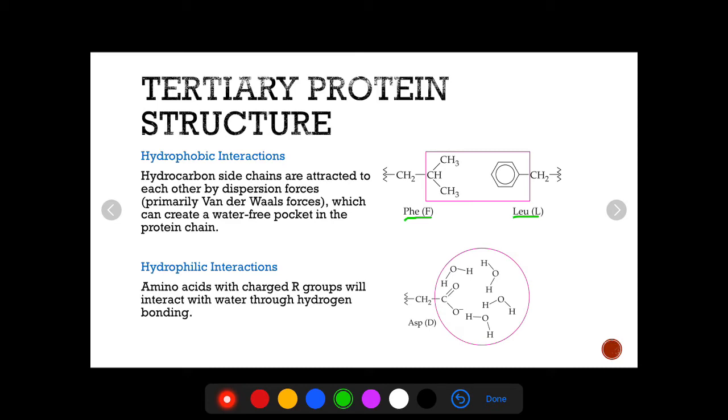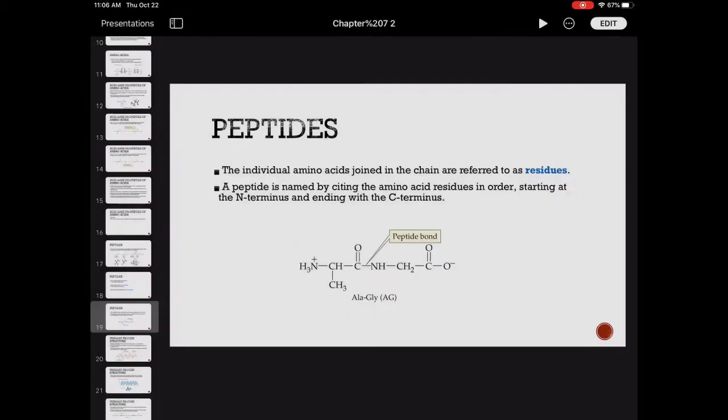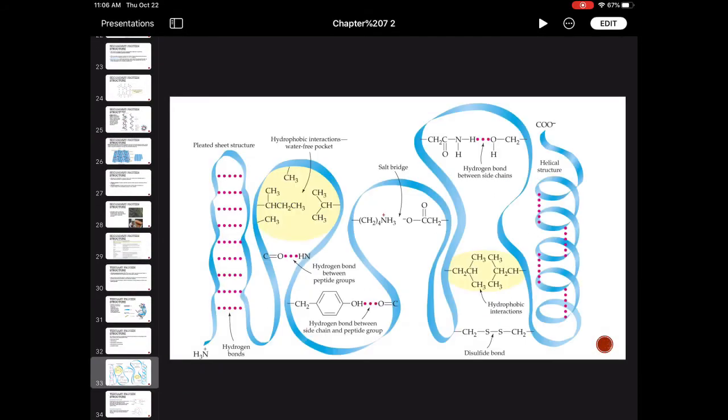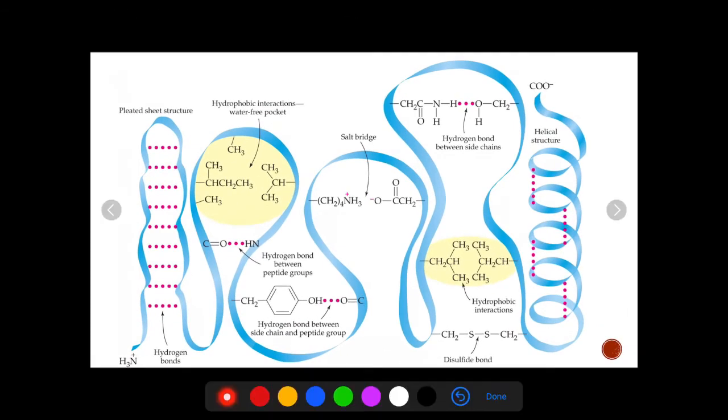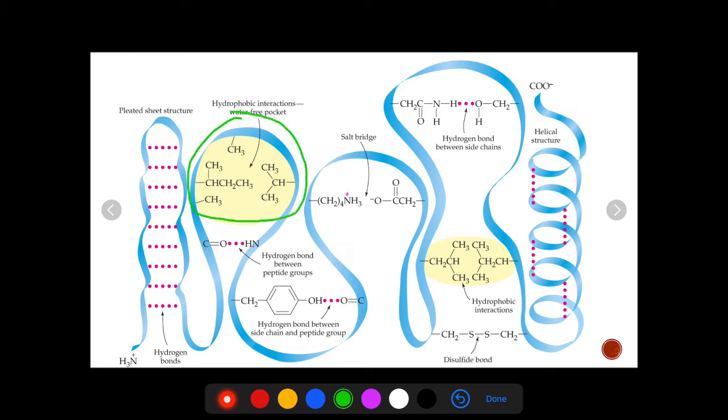But this picture back here really gives a better look at it. So here's that hydrophobic pocket. They cluster together right there. Here are some hydrophobic interactions. You would have London dispersion interactions taking place between the nonpolar R groups.